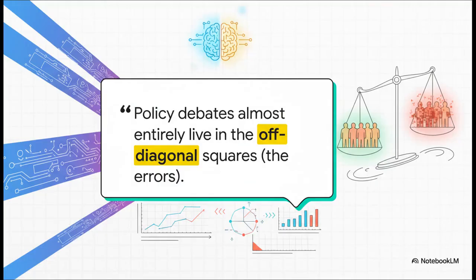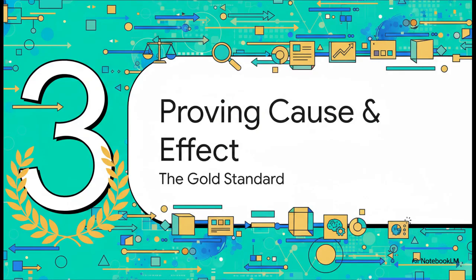And this quote just hits the nail on the head. When you hear people debating algorithmic fairness in the justice system, they're not really arguing about the model's overall accuracy score. They are really arguing about the trade-offs between these two types of mistakes, the ones in those highlighted off-diagonal squares. So, this brings us to the final tier, which you might call the gold standard of policy analysis.